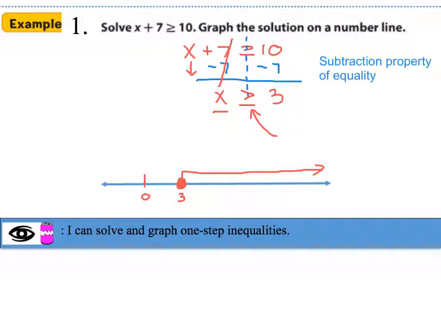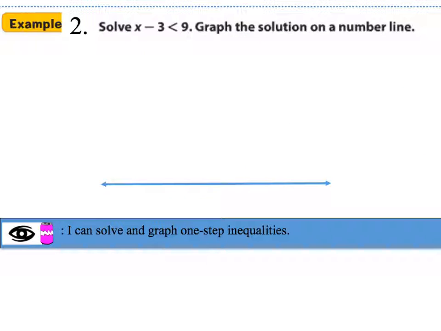So let's test it out. Pick any number to the right, like 10. 10 is greater than or equal to 3. That's a true statement. Let's go ahead and pick 3. 3 is greater than or equal to 3. That's a true statement as well. That's the reason why we have a solid circle. Let's pick a number to the left of 3, like 0. 0 is greater than or equal to 3. That is a false statement. So anything to the right of 3 and including 3 is a solution.